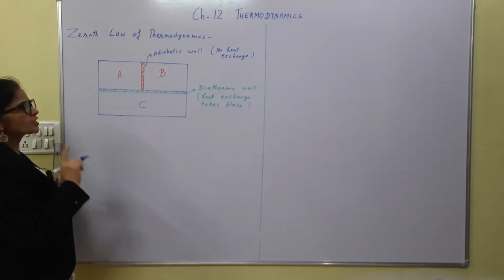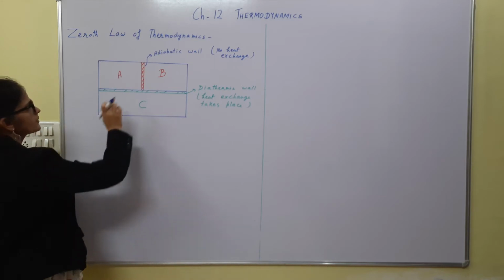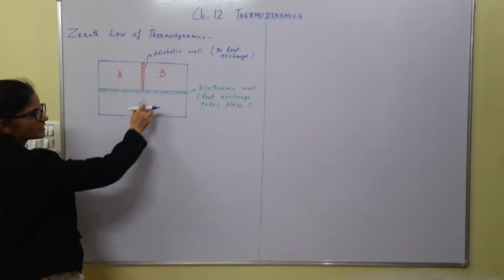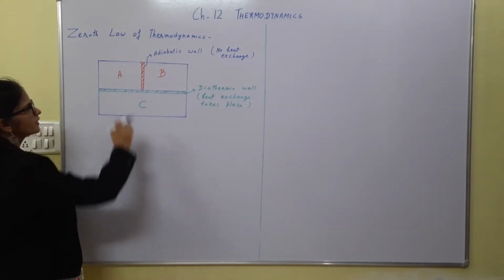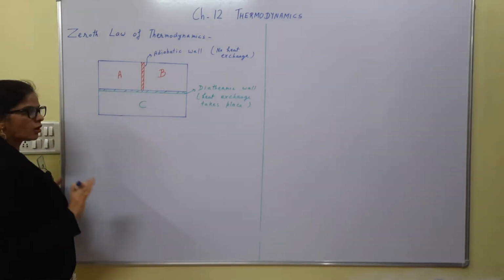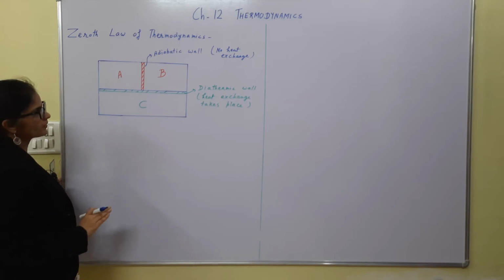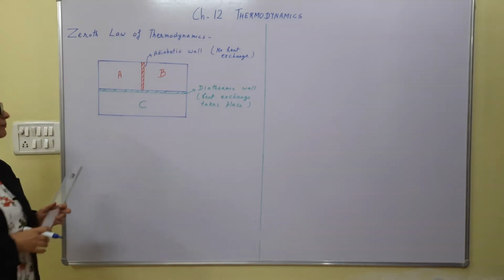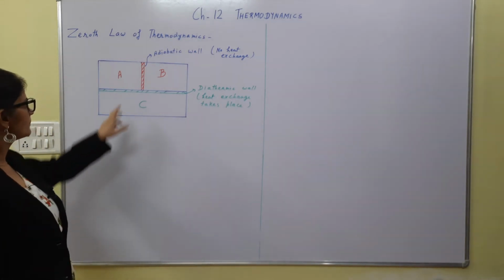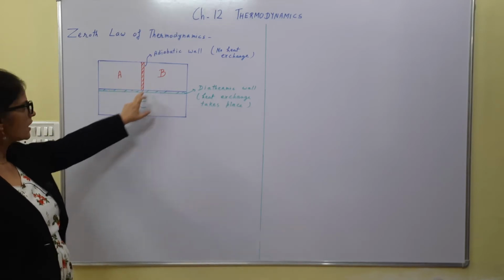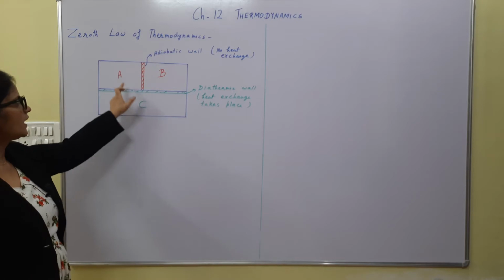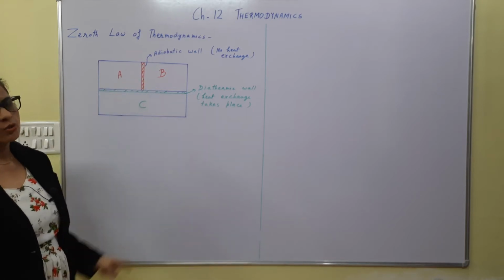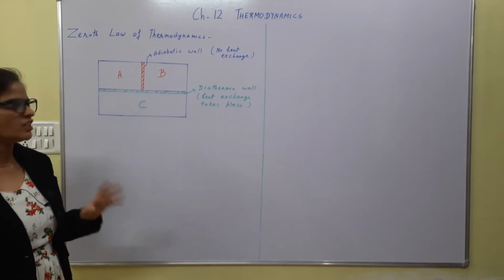So that means it was concluded that since A and C and B and C were in thermal equilibrium, A and B also became in thermal equilibrium. So a common statement was given that if two systems A and B are separately in thermal equilibrium with a third system C, then A and B are also in thermal equilibrium with each other.